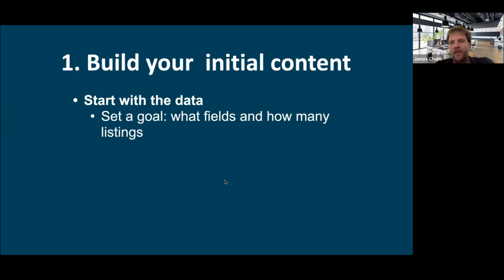And then the second piece of that is thinking about how many listings are available, how many are out there. So basically you need to set a goal in terms of what we're going to have in the individual listing and then how many total listings we're going to get with that. And then you need to go out and get that data. And so acquire your database. And how do you do that? There's a number of ways.